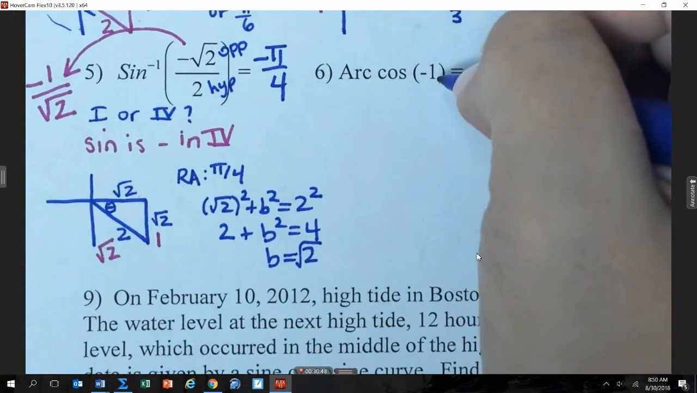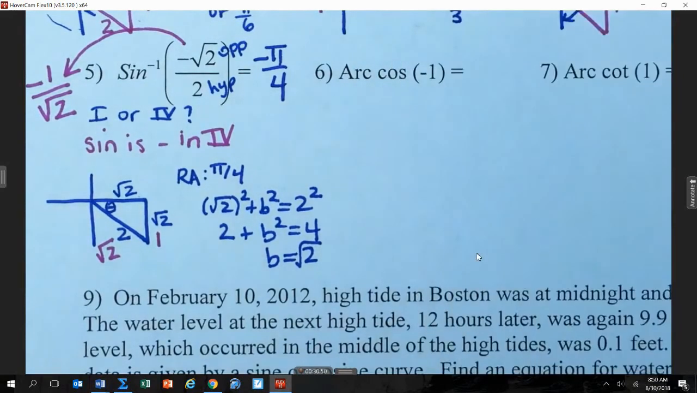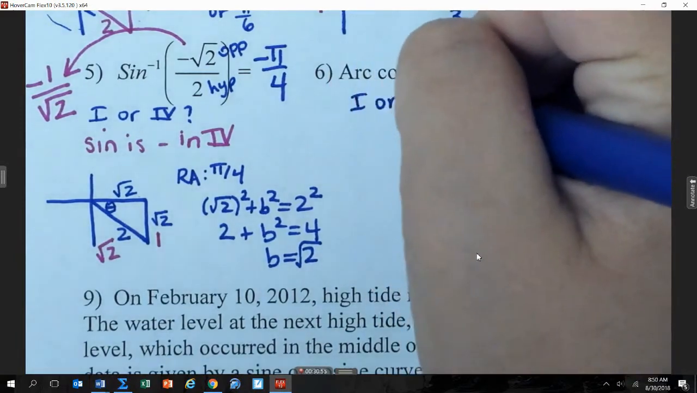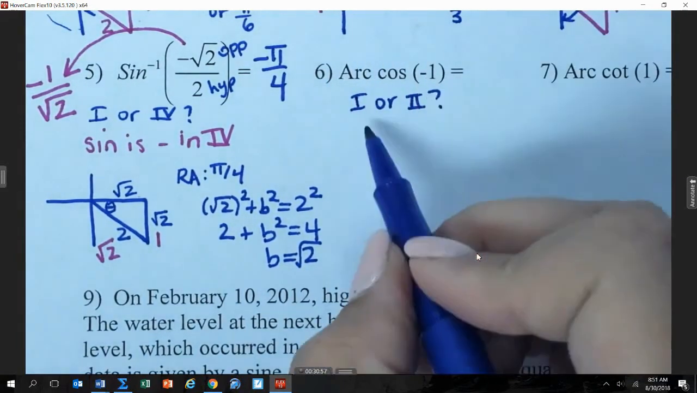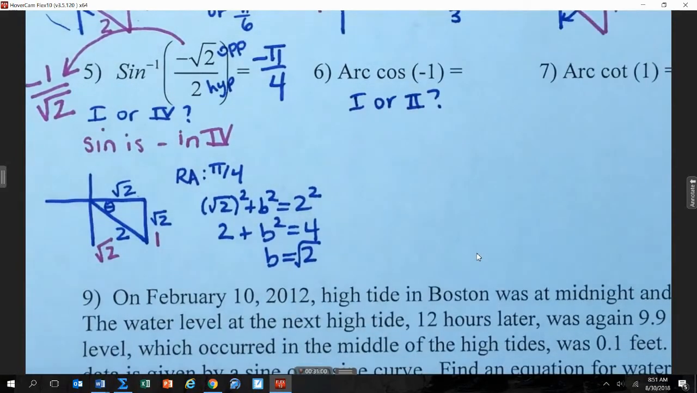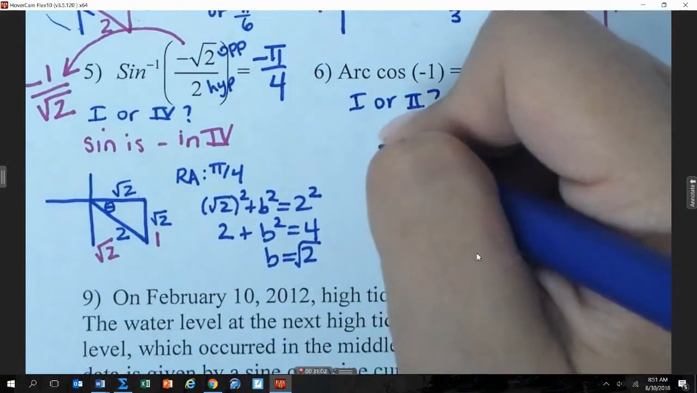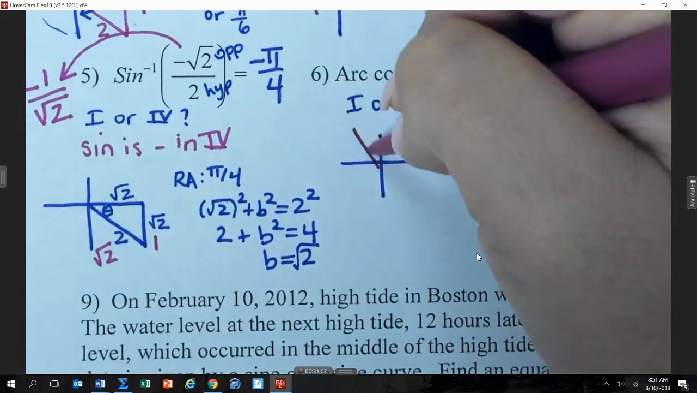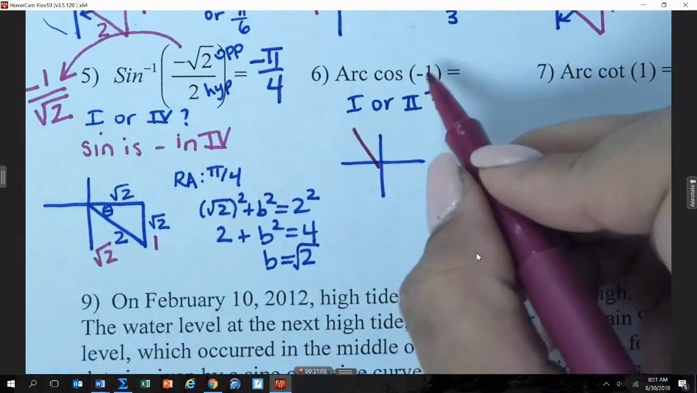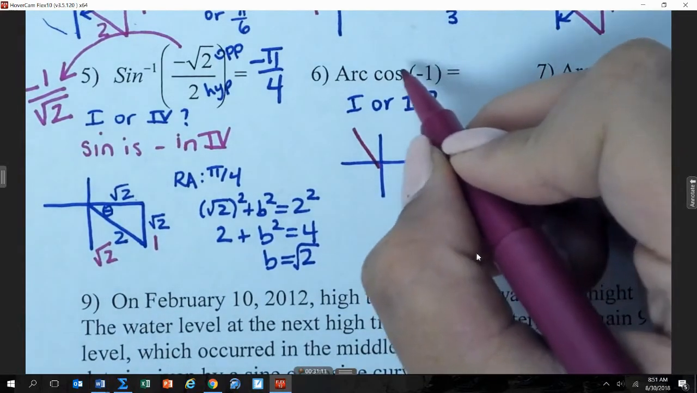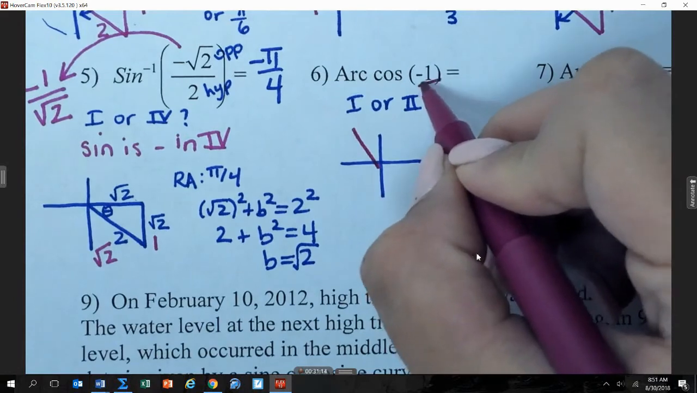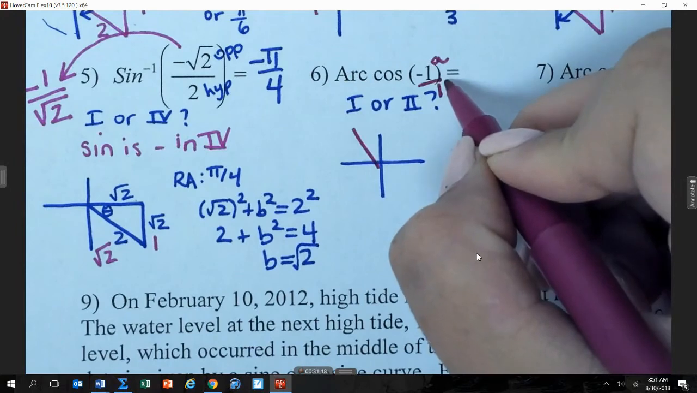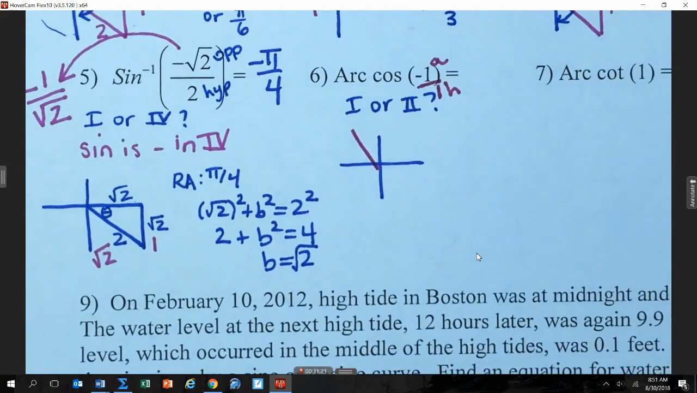Arc cosine of negative 1. Arc cosine is between 0 and pi, so that's going to be quadrants 1 or 2. Because it's negative, I would say that cosine is negative in quadrant 2 if I was going to pick one of those. Okay, so I would have this terminal side. And so far we're okay. And then I say, okay, arc cosine's negative 1. I'm going to put this over 1 just to make it into a fraction. And this will be the length of my adjacent side, and this will be the length of my hypotenuse.